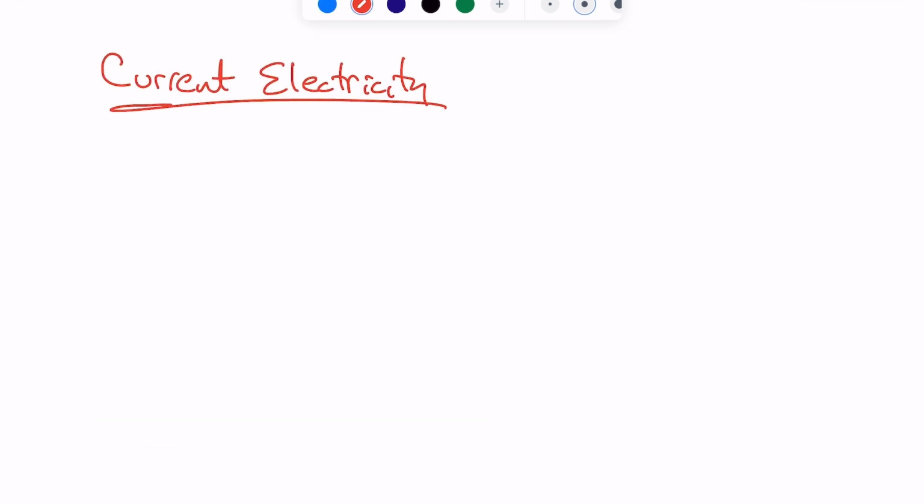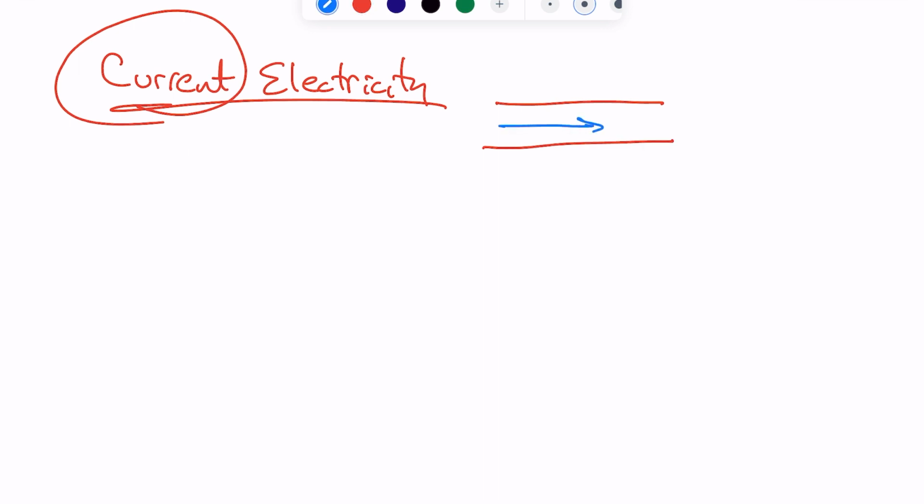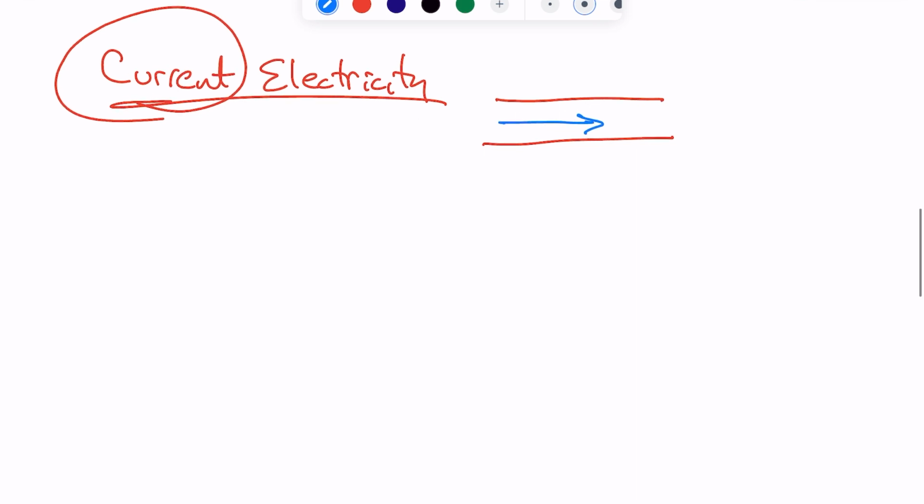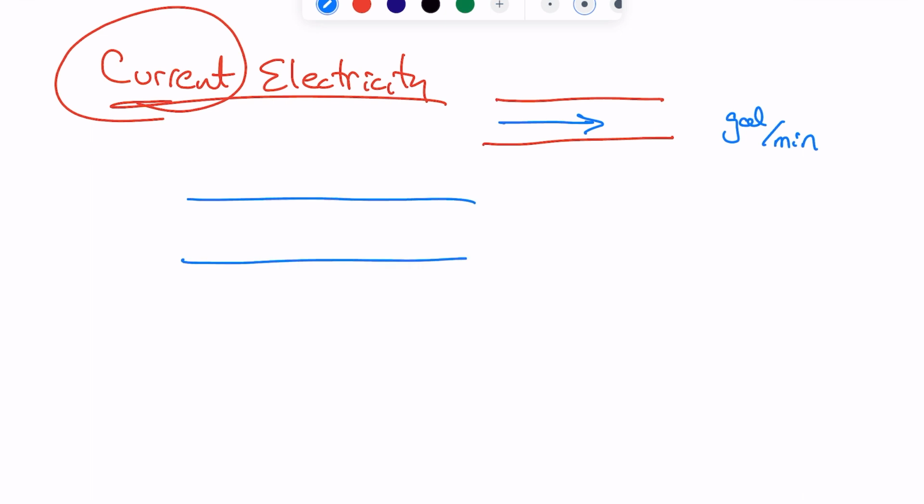Today I want to talk just about some more about current electricity. About currents, we're talking about a flow. Now, if you think about a water flow, so let's say I've got a pipe, and then water is flowing through the pipe at a particular speed. You could measure, for example, the number of gallons per minute, right?